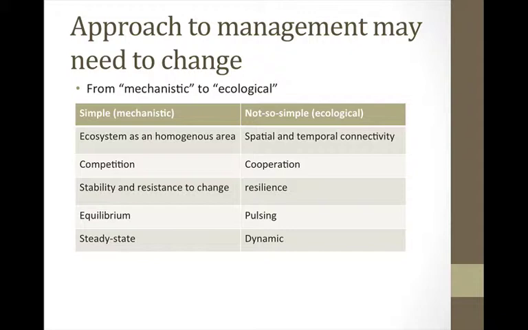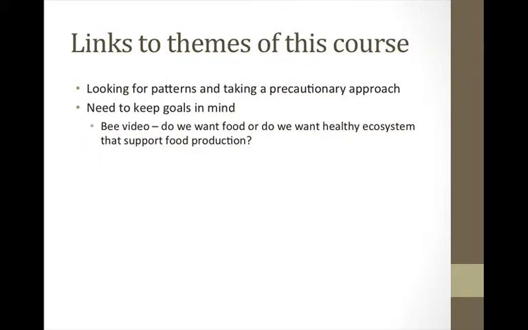This is being done by looking at and embracing some of the complexity that's in these systems. All the reading, in the book, in Wikipedia or the Encyclopedia of Earth, goes along with these themes of the course. In this case, one of the themes we can look back at is looking for patterns and taking a precautionary approach. If a complex ecosystem is very uncertain, you're going to have to look for patterns. You're not going to have a cause and effect relationship all the time.